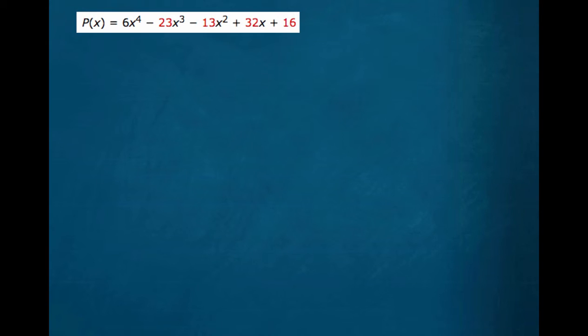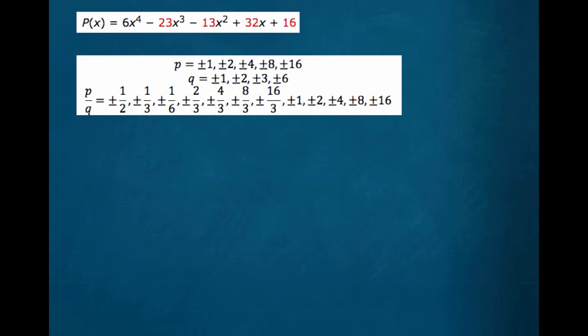We are to find the real roots for the polynomial function p of x equal to 6x to the fourth minus 23x cubed minus 13x squared plus 32x plus 16. So the job would begin with finding all of the possible factors for the constant term 16, which would be the values here for p.